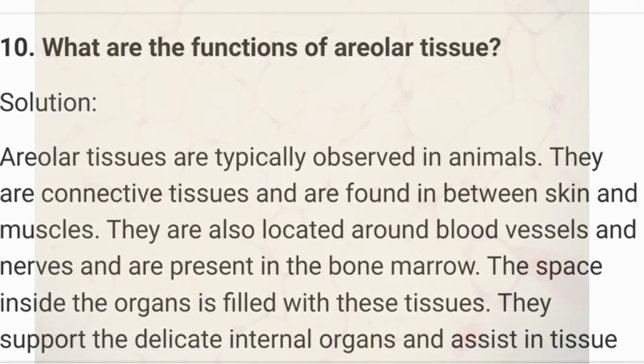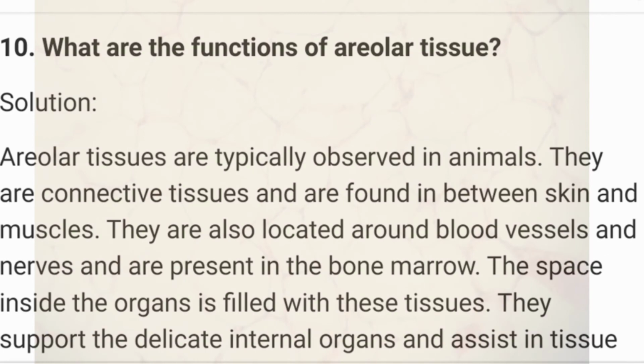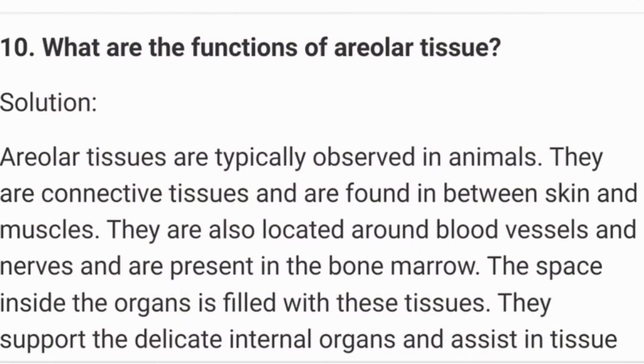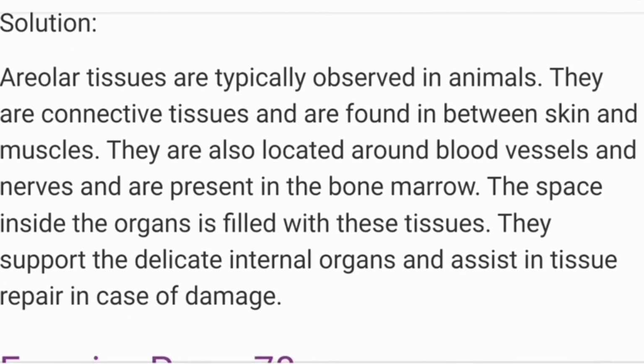What are the functions of areolar tissue? Areolar tissues are typically observed in animals. They are connective tissues and are found in between the skin and muscles. They are also located around the blood vessels and nerves and are present in the bone marrow. The space inside the organs is filled with these tissues. They support the delicate internal organs and assist in tissue repair in case of damage.